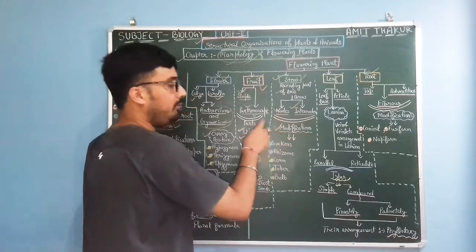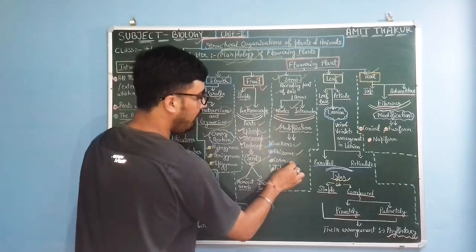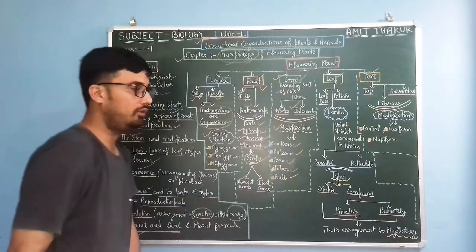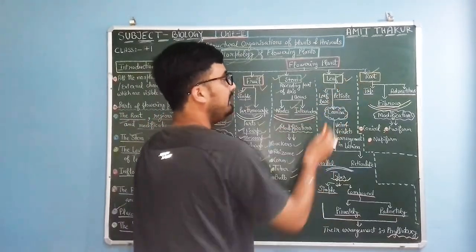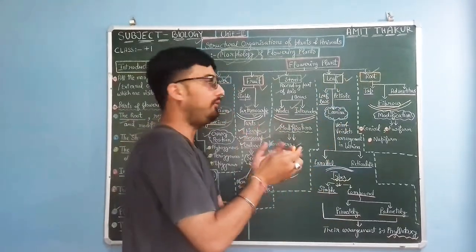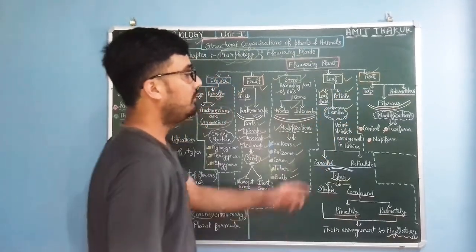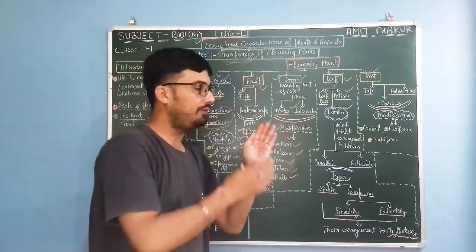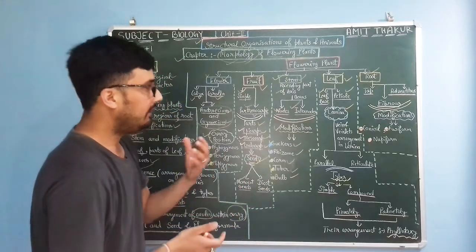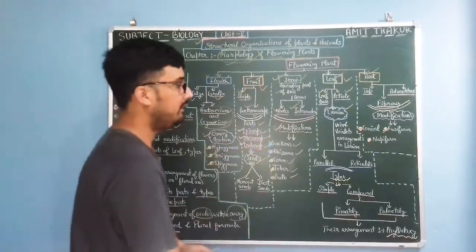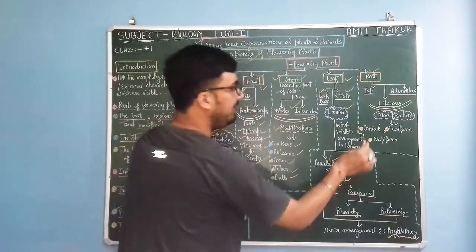Modifications of stems are to perform different functions. The modifications are suckers, rhizome, corm, tuber and bulb. We will discuss all of these later in this chapter. Then leaf. The main parts of the leaf are leaf base, petiole and lamina. In the lamina part of the leaf, on the basis of the arrangement of veins and veinlets, leaves are either parallel or reticulate.